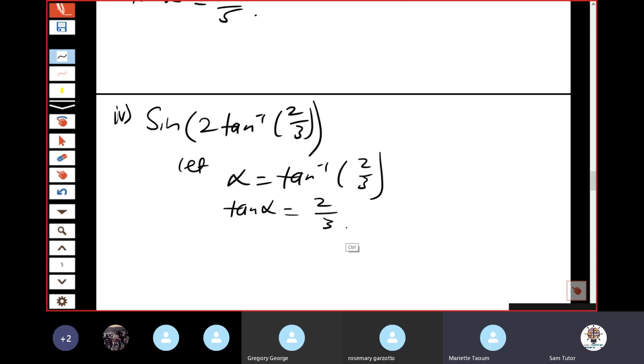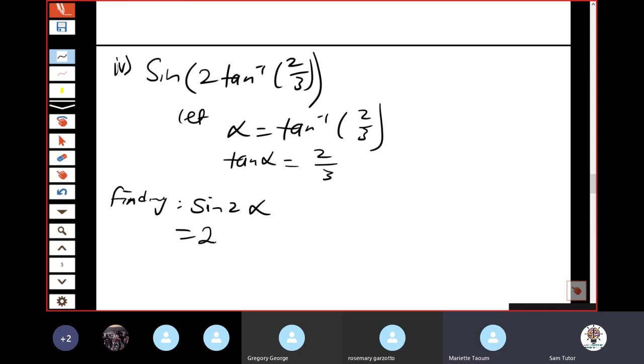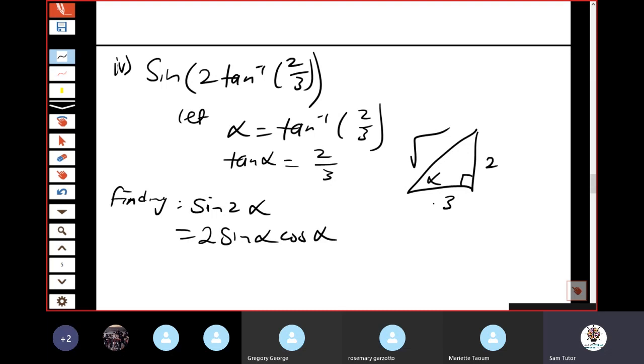Tan alpha is 2 on 3. And obviously, what are you finding? Sine 2 alpha. Does that look familiar? It's a double angle. That's why you leave the 2 in there. And then again, what's tan alpha? Opposite over adjacent, and then the hypotenuse is square root of 2 squared plus 3 squared, so 4 plus 9, root 13.